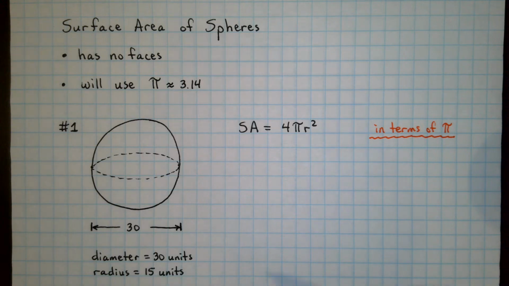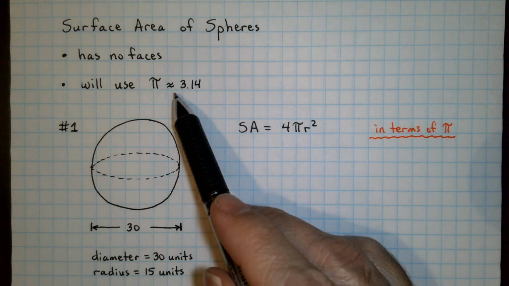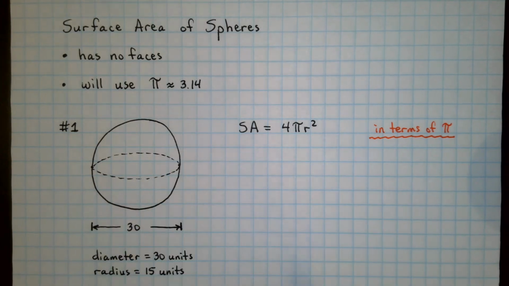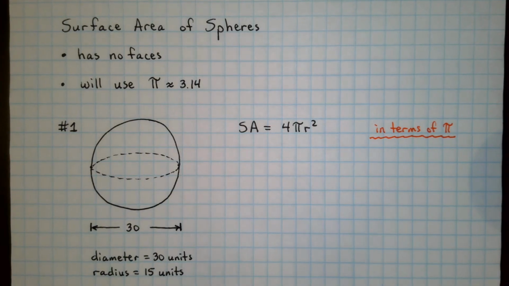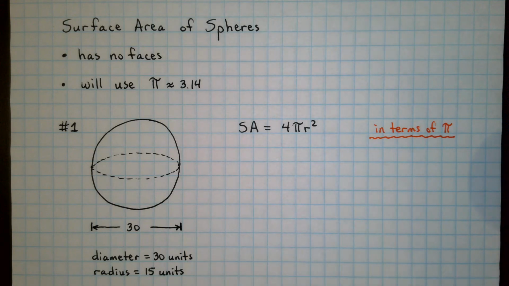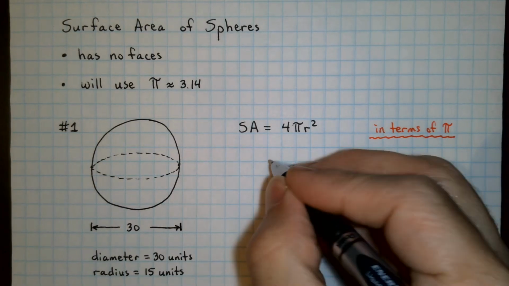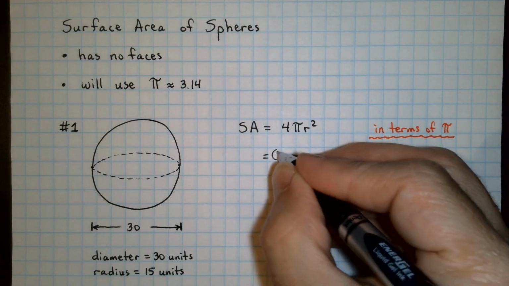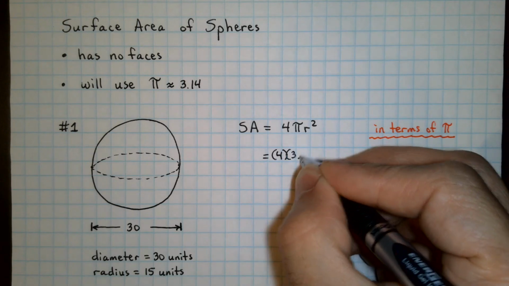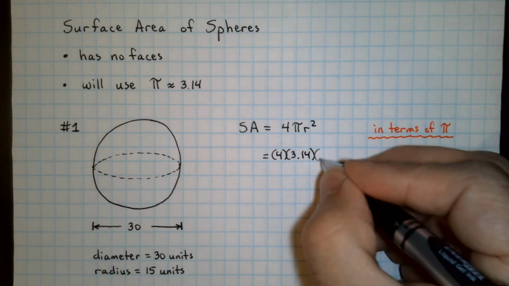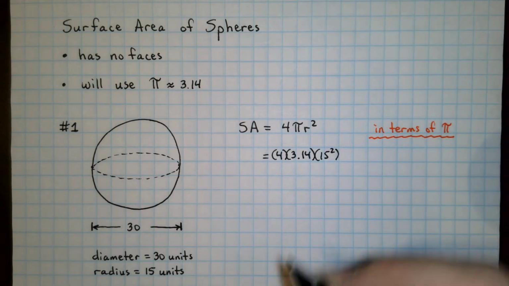When we are going to calculate with pi, we're going to use 3.14. Now, that's not the only value that you could use. Some people carry it out further. Some use the pi button on the calculator. It really is up to you, but I'm going to use 3.14. So I have 4, I have 3.14, and I have radius squared is 15 squared.